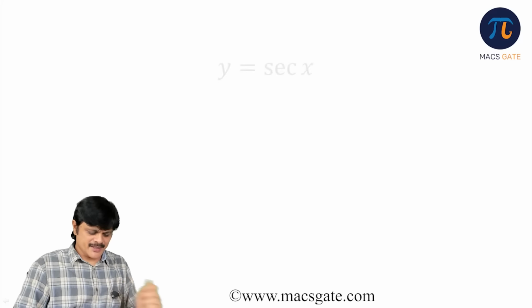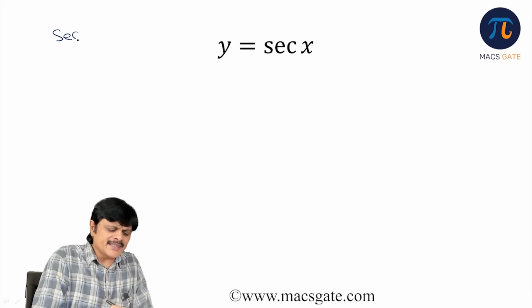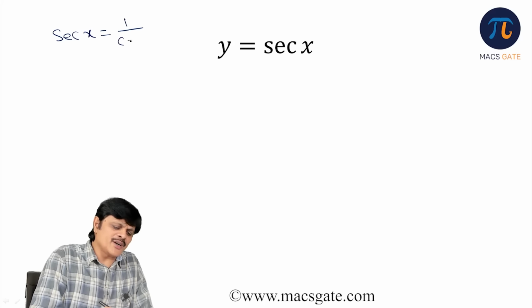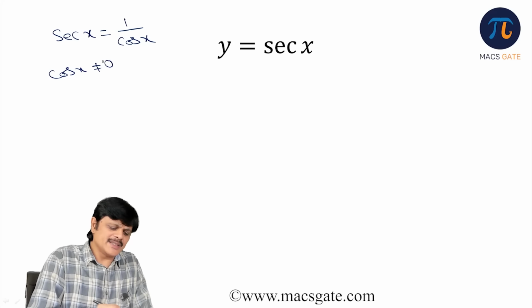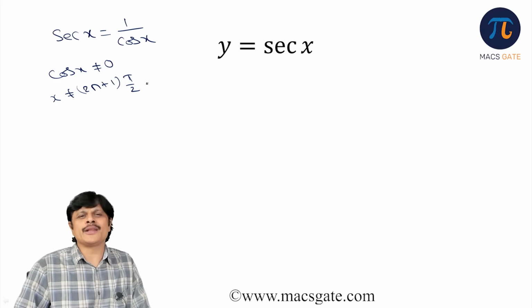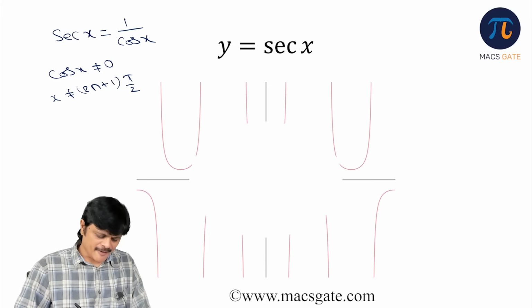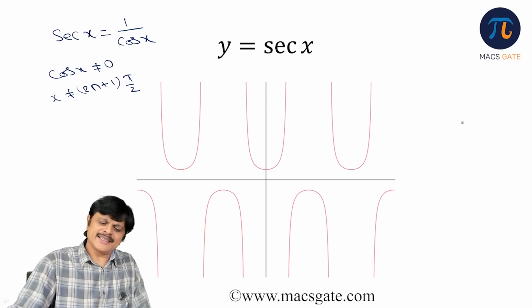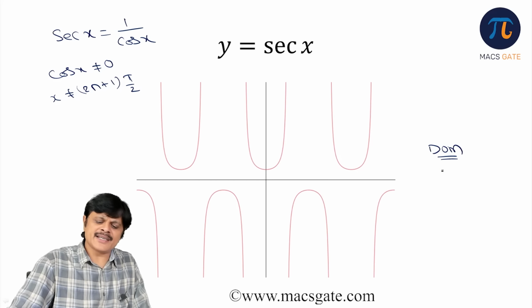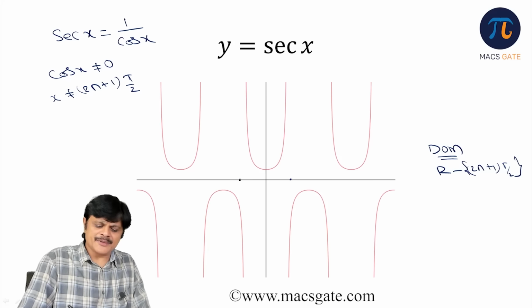Next comes secant x. What is secant x, sir? Secant x is 1 by cos x. So cos x should not be 0. That is, x should not be equal to (2n plus 1) pi by 2. So if you want to know the domain, remove all these (2n plus 1) pi by 2. So the graph of secant x would be like this. Okay. So what is the domain for this secant x, sir? R minus (2n plus 1) pi by 2. So it will have a discontinuity at pi by 2. Not defined at pi by 2, minus pi by 2.